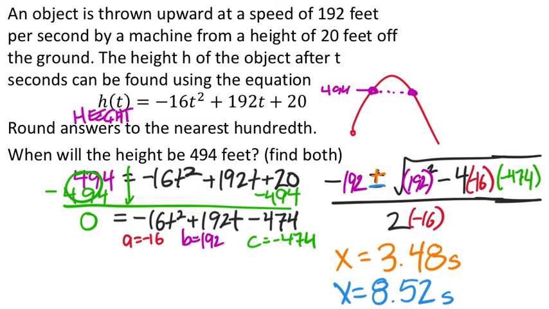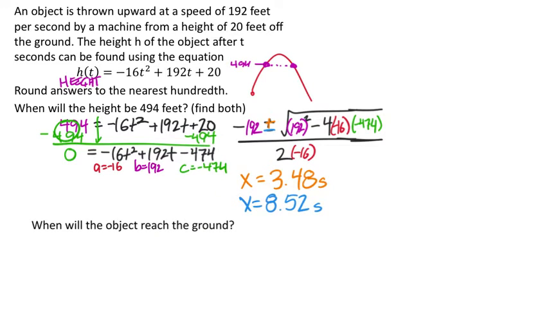And these are approximations because we did have to round, but that's how many seconds it will take to reach 494 feet. So 3.48 seconds it reaches here, then it goes up and then back down. After 8.52 seconds from when it was thrown, it comes back here, and then it's on its way back down to the ground, I guess. Well, if it's going to reach the ground, then that would tell us that we would have originally had a height.